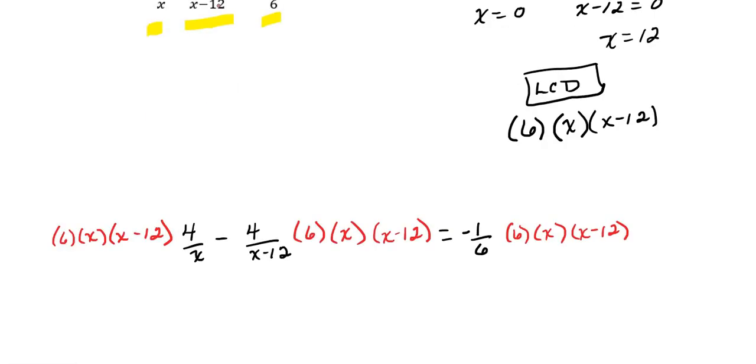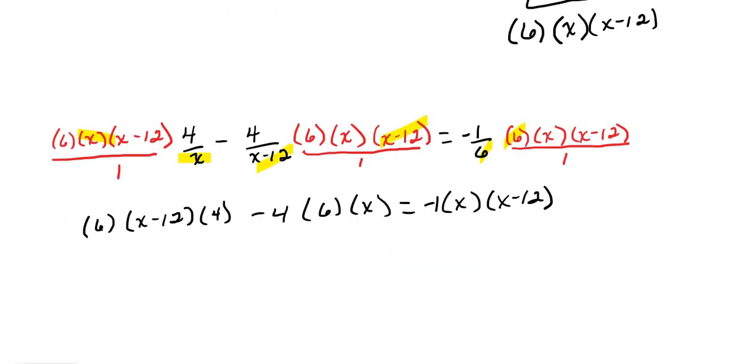Now, if you want to, you can put this least common denominator over 1 so you can easily see what's on top of the fraction and what's on the bottom part of your fractions and what's going to cancel out. For the first term, my x's are going to cancel. For my second term, the x minus 12s will cancel. And then on the right-hand side of the equal sign, the 6's will cancel.